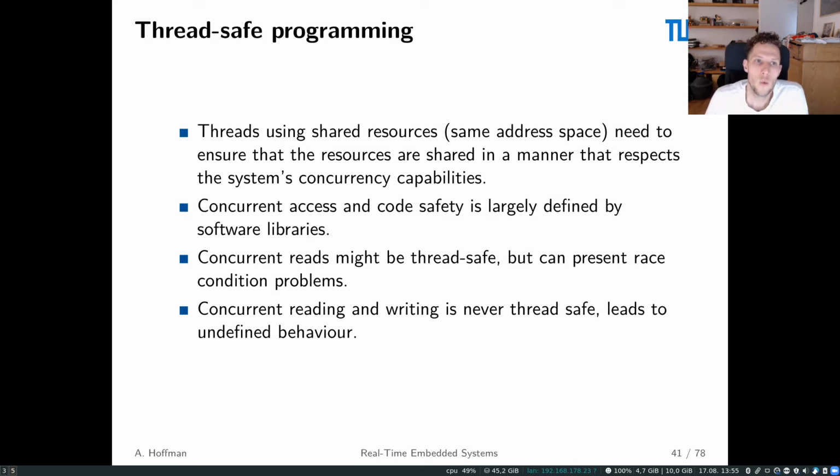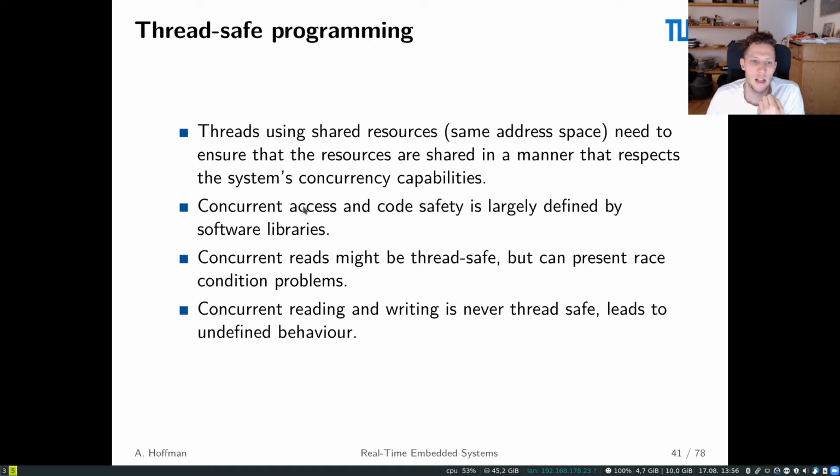So we need to talk about how we do thread-safe programming, because we've now learned that we can create multiple tasks, multiple threads, and run them using a scheduler. So we learn how to address these problems. The problem, as I quickly mentioned, is that they have shared resources, and we need to find a way for these resources to be shared between tasks while respecting the system's concurrency capabilities, right?